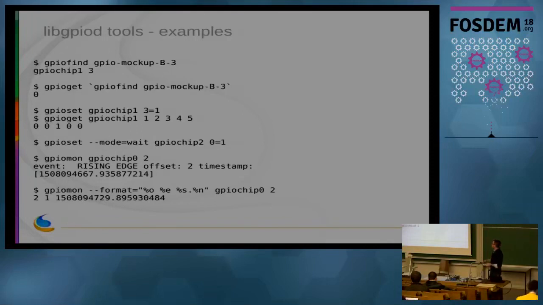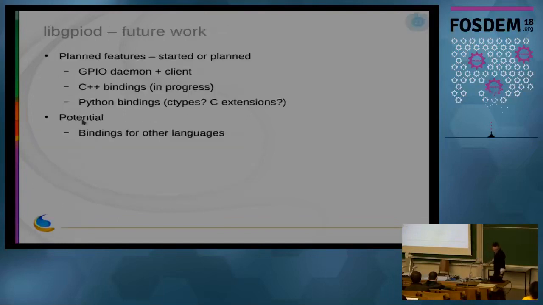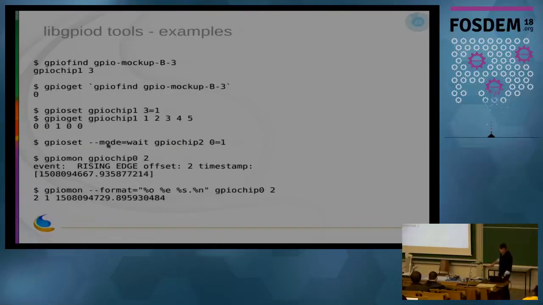So with GPIO set, you can simply set the values and exit, but you can also specify several additional modes. In this example, we're using the wait mode, which waits for user input. You can specify timeout mode, so you can set the value for 2 seconds, for example, and then exit. You can wait for signals, and there are a couple more modes implemented.